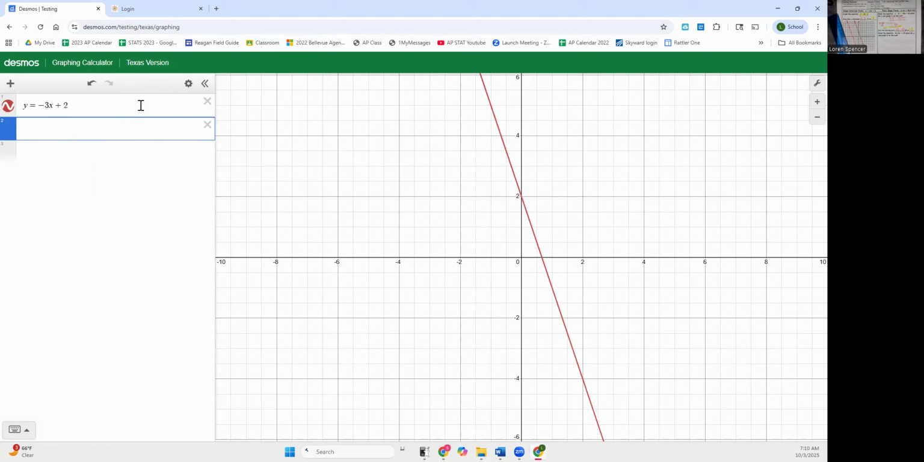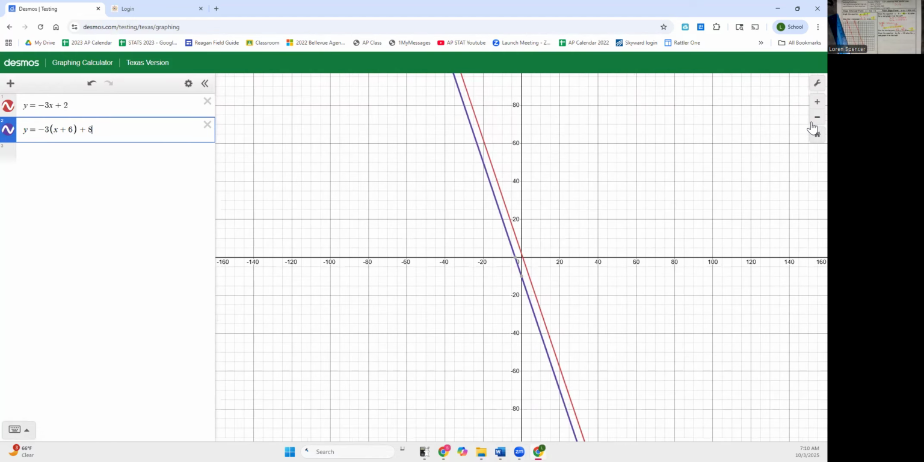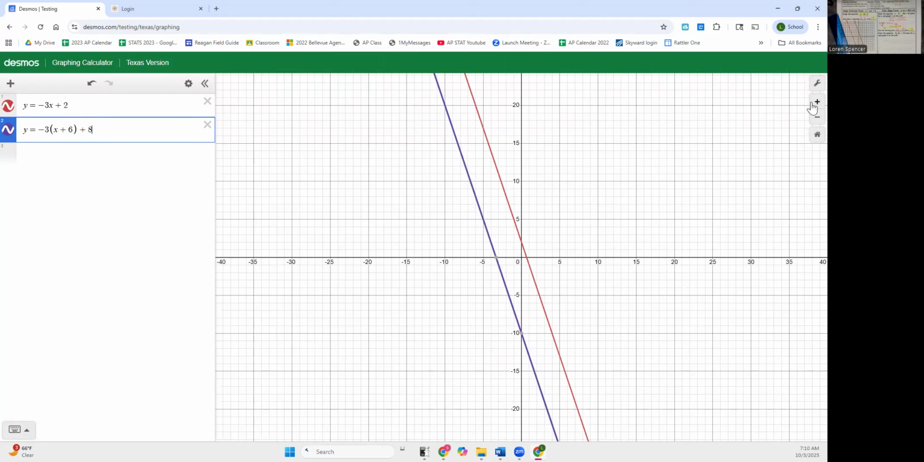And we're going to go ahead and enter our next line, where we moved the 8, and we have y equals negative 3 parentheses x plus 6, plus 8. And we ended up with this blue line, and you can see right there we ended up with two parallel lines, and when we zoom out, it's like, oh, they never ever cross. Okay, all right. So that's all we wanted to see with that.